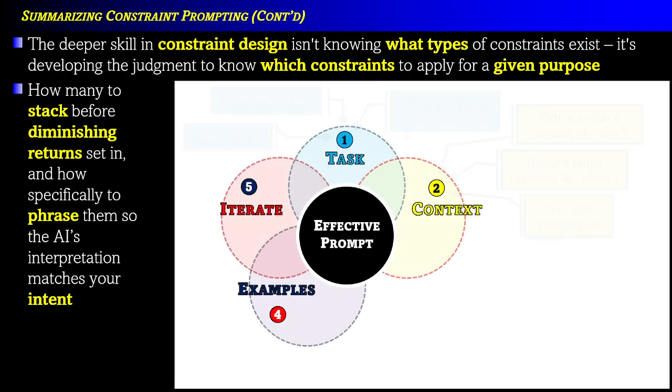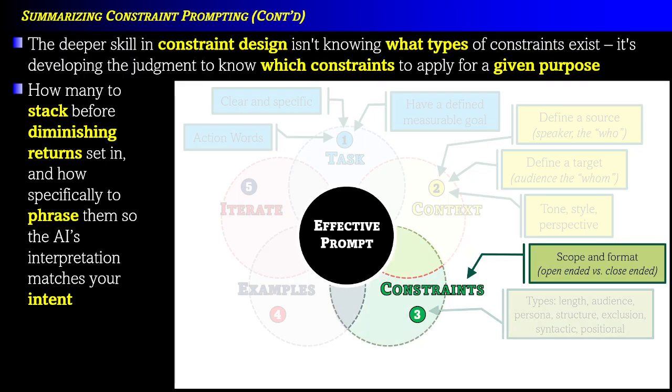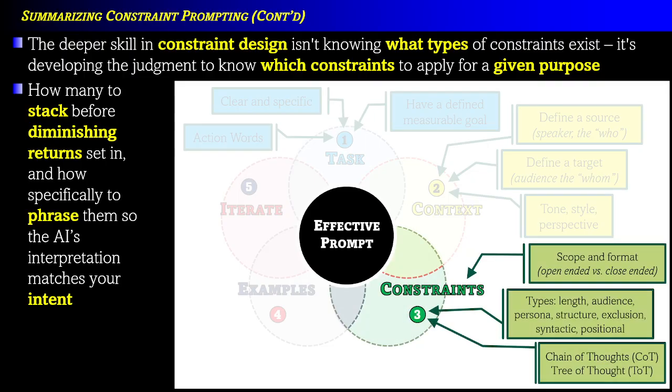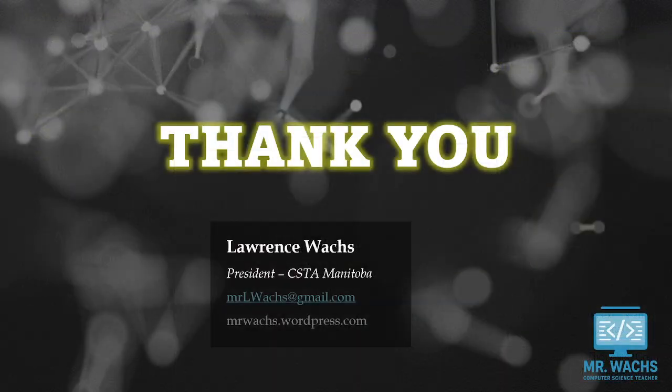The deeper skill in constraint design is knowing what types of constraints exist. It's developing the judgment to know which constraints to apply for which given purpose, how to stack before it becomes diminishing in its return, and how to specifically phrase them so the AI's interpretation matches your intent. And here you can see this infographic that is slowly getting built and has now added constraints along with task and content to our prompt engineering techniques.